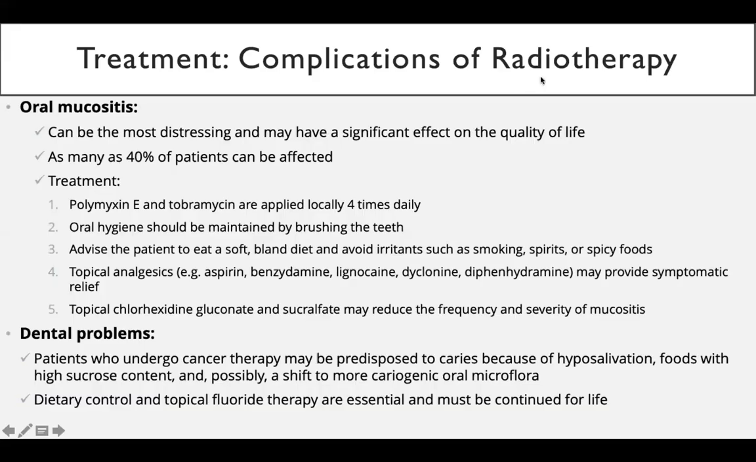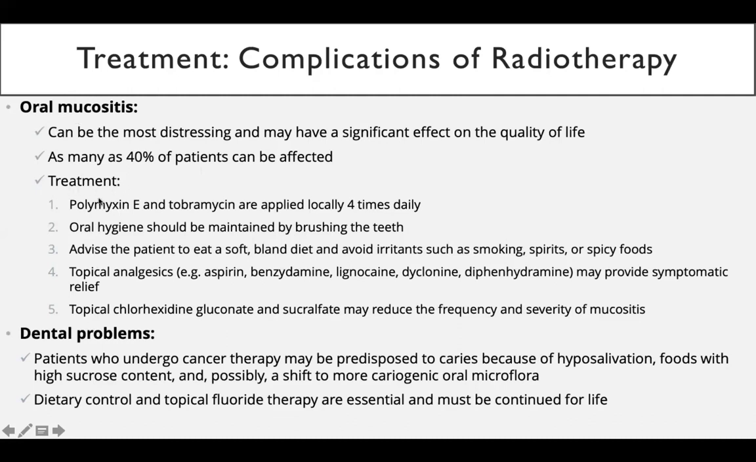Complications of radiotherapy: we will see that there can be oral mucositis, and there can be dental problems. Oral mucositis can be most distressing. In the oral cavity, the mucosa will be involved and inflamed because of the radiation. Oral mucositis can be the most distressing and may have a significant effect on quality of life. Very important question for the exam. As many as 40% of patients can be affected. So after radiotherapy, there can be oral mucous membrane inflammation.